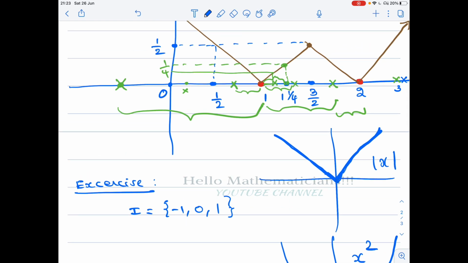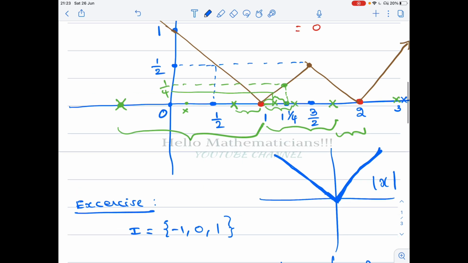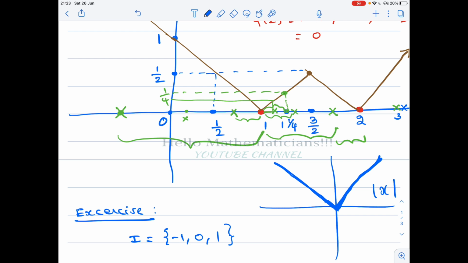So I will make a different video on why, if the graph has a sharpness at a point, the function is not differentiable there. Okay, that I'll make in a different video. For the time being, you believe that if a function has a sharpness at some point, then at that point the function is not differentiable. Okay, so basically this function is not differentiable at 1, 3 by 2 and 2.